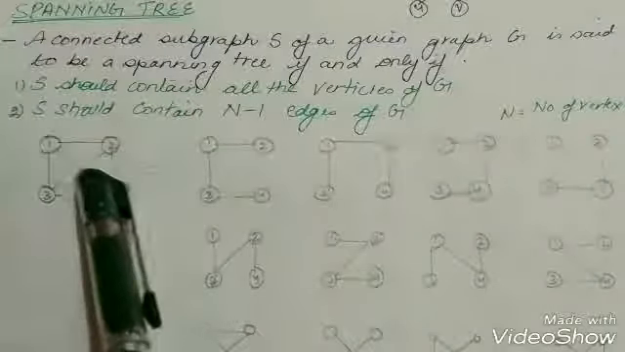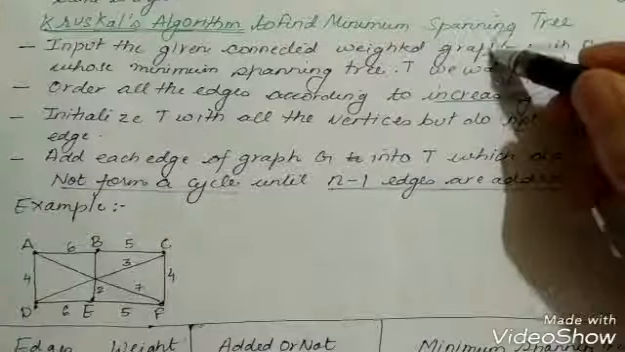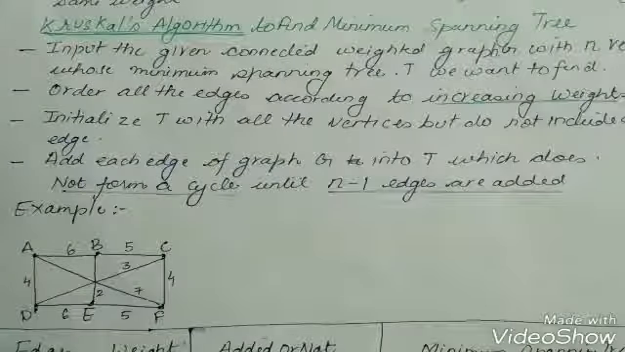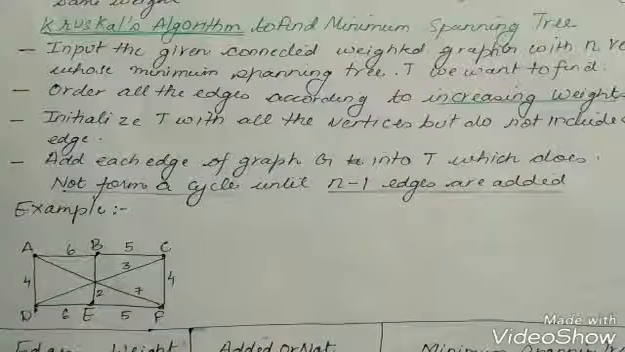So to calculate the minimum spanning tree, we have a number of algorithms given, and now I will discuss Kruskal's algorithm to find the minimum spanning tree. There are a few steps one needs to remember while finding the minimum spanning tree with the help of Kruskal's algorithm. So what are the steps? Firstly, input the given connected weighted graph G with n vertices whose minimum spanning tree T we want to find out.